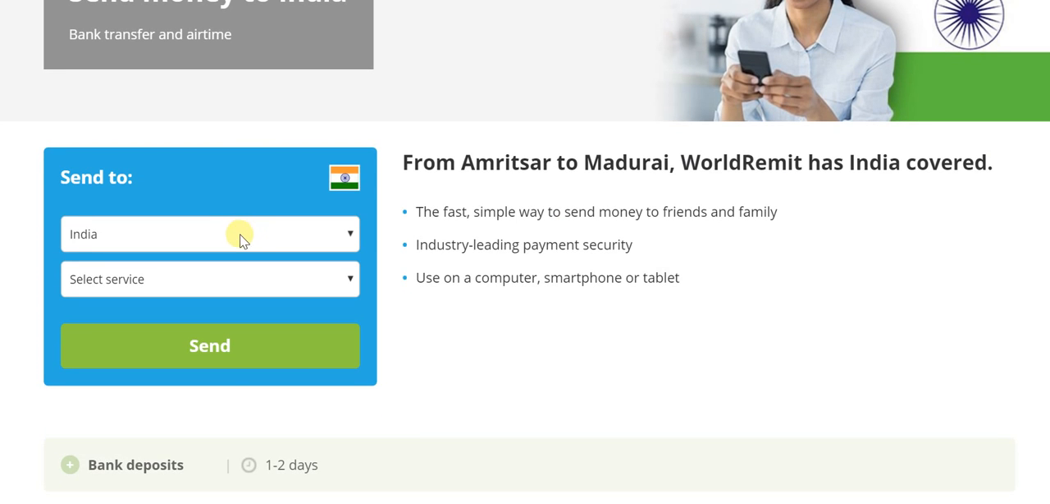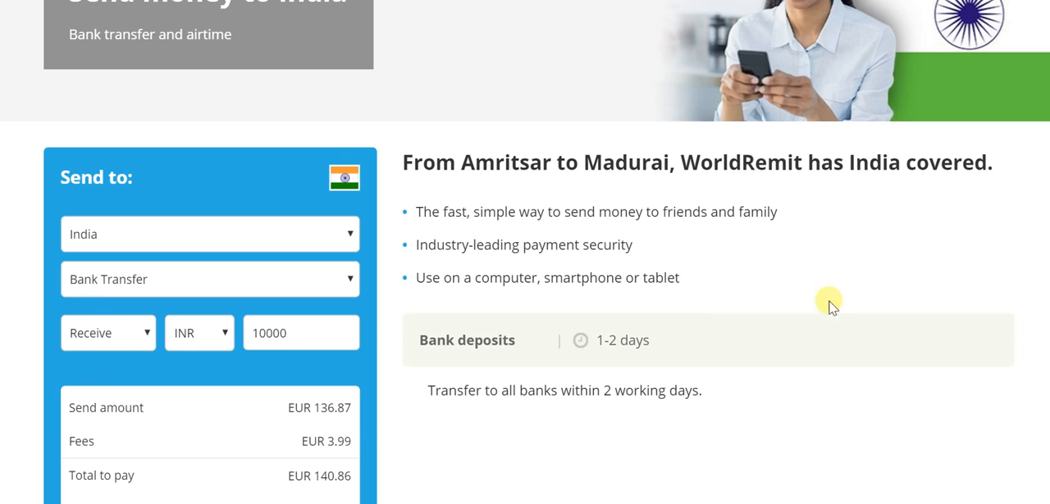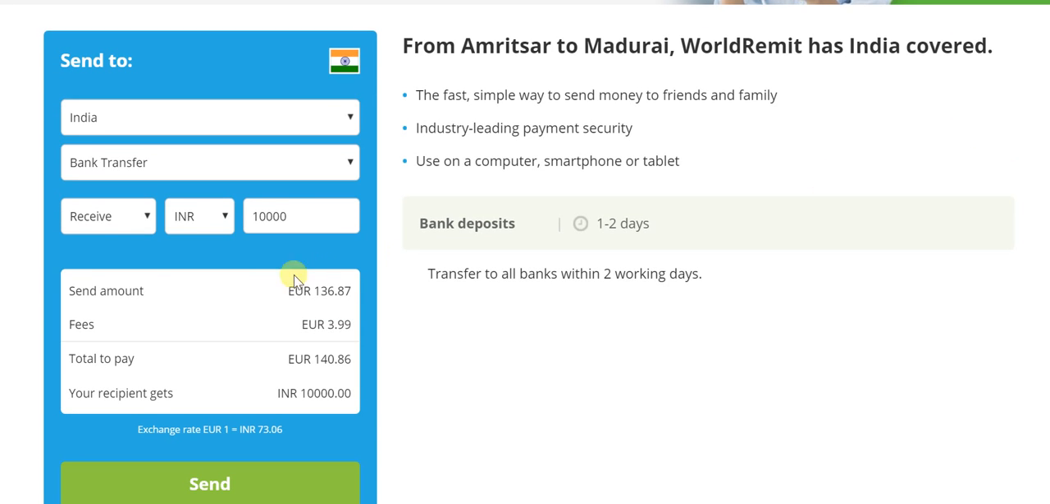Now we are sending to India, and as far as service is concerned, we are sticking to bank transfer. Between send and receive, let's choose receive because we want to be sure how much the recipient in India is going to receive. Let's take a nominal figure of say 10,000, which we want the recipient in India to receive. Now, for that, the sender in Germany is to send 136.87 euros with fees of just 3.99 euros for the total to arrive at 140.86 euros for the recipient in India to receive 10,000 Indian rupees at the exchange rate of 73.06 Indian rupees to a euro.